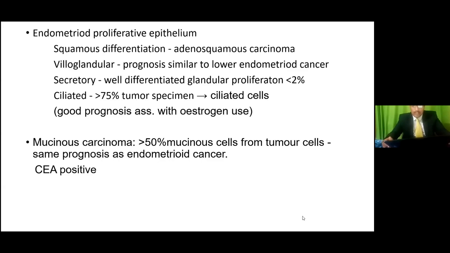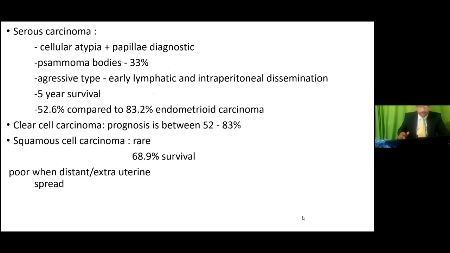Coming to mucinous carcinoma, if greater than 50% of the tumor cells are mucinous cells, then it is known as mucinous carcinoma, and it is CEA positive. Coming to serous carcinoma, it is an aggressive type with cellular atypia and papillae. Psammoma bodies are seen in 33%, and the 5-year survival rate is usually 52.6%, whereas endometrioid histology has 83.2% 5-year survival.